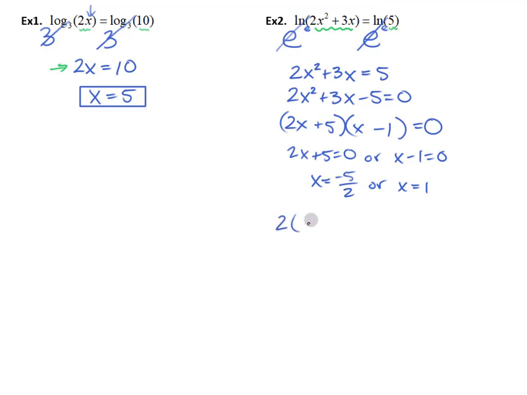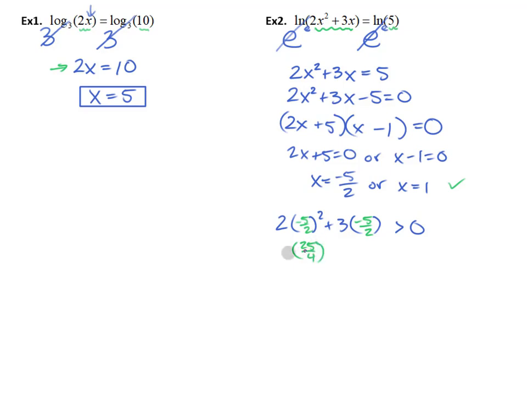So 2 times x squared plus 3 times x has to stay greater than 0. So if we plug in our two different solutions here, if I plug in 1, well, this is going to be a positive term, this is going to be a positive term, and adding them together will certainly stay greater than 0. So I'm good with 1. It's this negative 5 halves that we need to be a little bit wary about. So negative 5 halves, just to double check here.